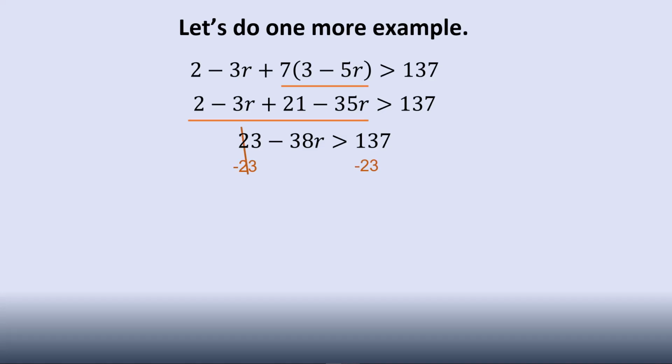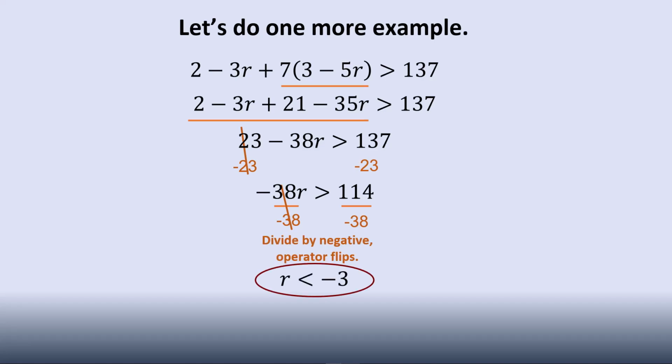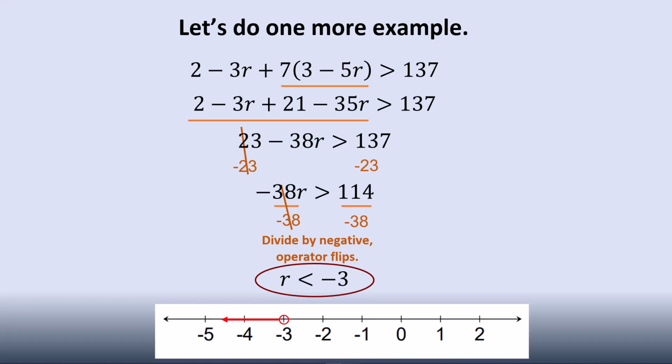Then we subtract 23 to get the constants on the right, the variables already on the left, and we get -38r greater than 114. Divide both sides by negative 38, flip the operator, r is less than negative 3. On the number line, open circle on negative 3, arrow to the left.